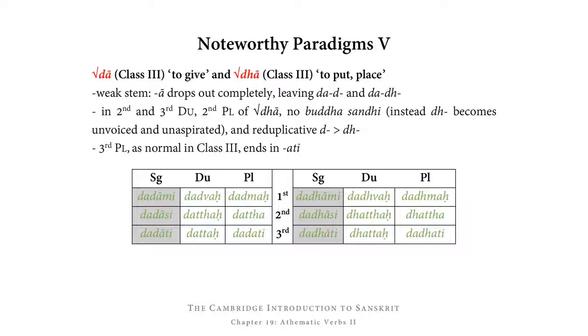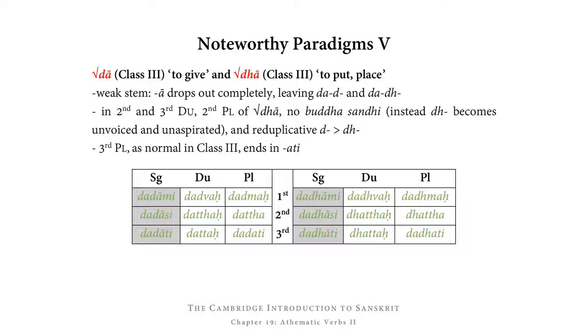And then in the third plural, we have the form dadati, because in class 3 verbs, the third person plural always has the ending ati, not anti, and so we have da, which is the reduplicative syllable, d, the weak form of the stem, and ati, the ending for the third plural, which looks very much like a third person singular form, so don't be confused by that.